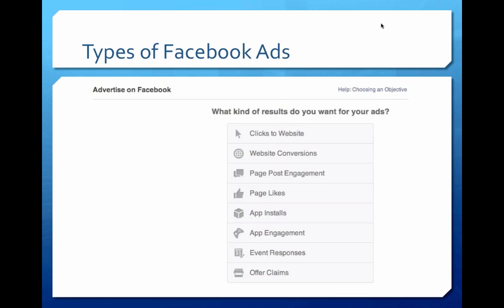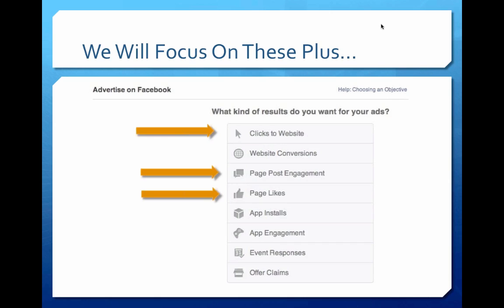Now, there are different types of Facebook ads. There are clicks to websites, website conversions, page post engagement, page likes, app installs, app engagement, event responses, and offer claims. We are not going to focus on things that I don't believe are super important. We're not going to be focusing on app installs, app engagement, or event responses here. We're going to focus on the primary three things. I'm going to want you to know three things, and those three things are all you need. And here they are: clicks to websites, page post engagement, and page likes.